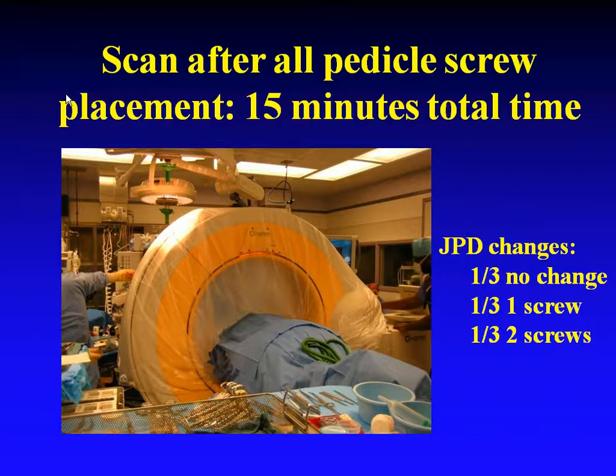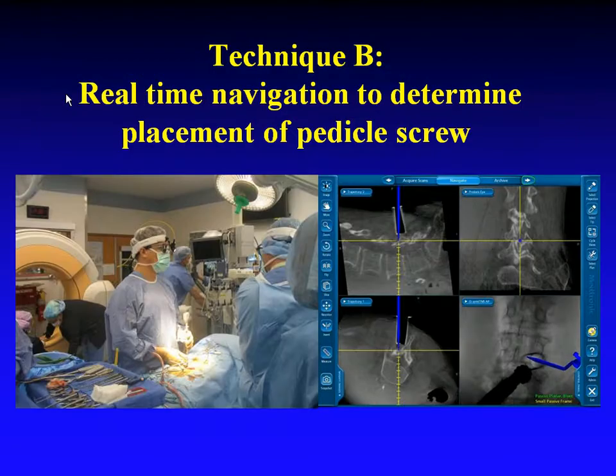In my hands, I place all the screws freehand with the fluoroscopy unit in the lateral plane, and then once all of the screws are in, I bring the O-arm in, and usually with 1 or 2 spins, I can assess all of those screws. It takes about 15 minutes. In my hands, in a third of the cases, I change no screws. A third, I'll change 1 screw, and in the remaining third of cases, I'll change 2 or more screws.